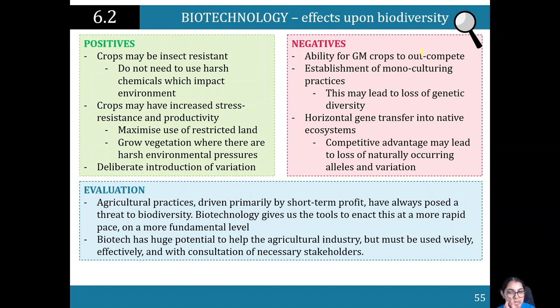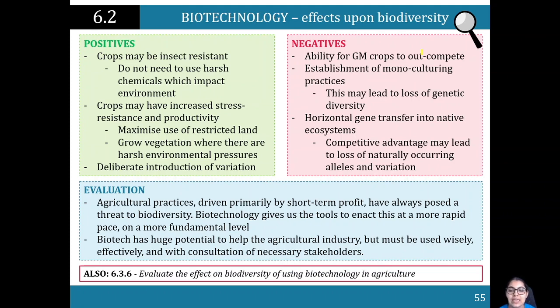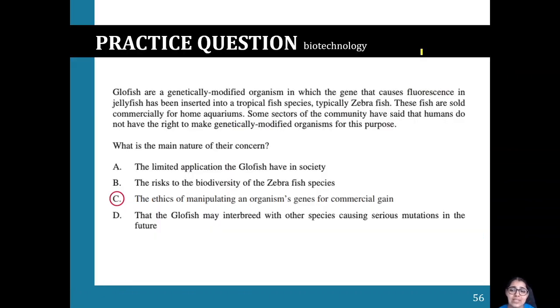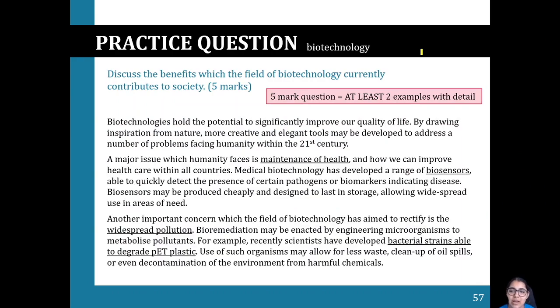So when we evaluate this, we can obviously say that agricultural practices are driven primarily by short-term economic profit, and they have posed a risk to biodiversity. However, biotechnology gives us the tools to enact this at a more rapid pace, and also at a more fundamental level, or a more genetic level. It does have a huge potential to help the agricultural industry, but it has to be used wisely, and with the consultation of necessary stakeholders. And that is evaluating the effect on biodiversity of using biotech in agriculture. Again, I'll skip these, but definitely recommend you go through it.